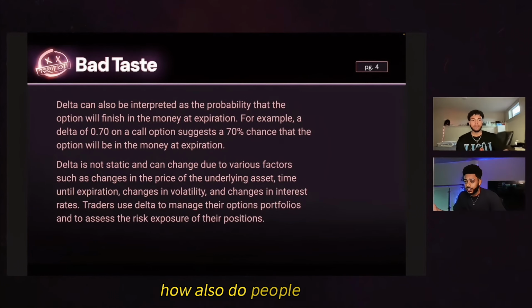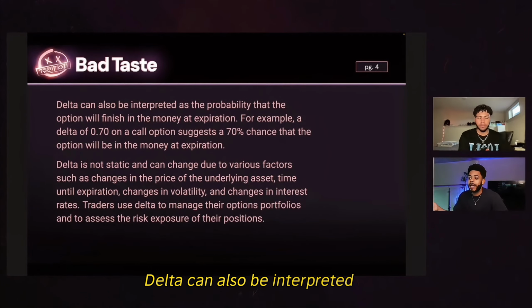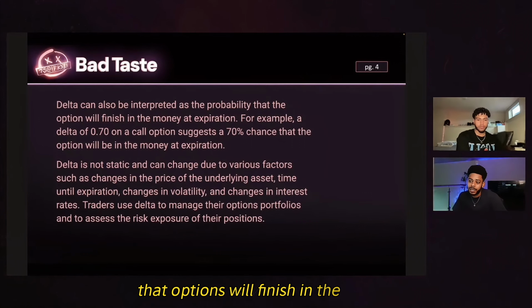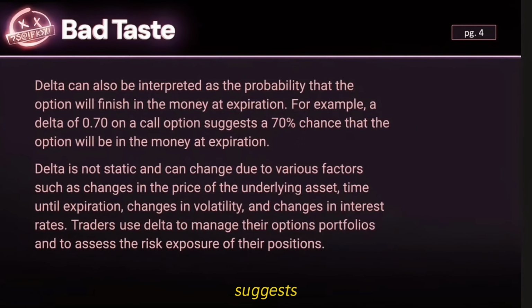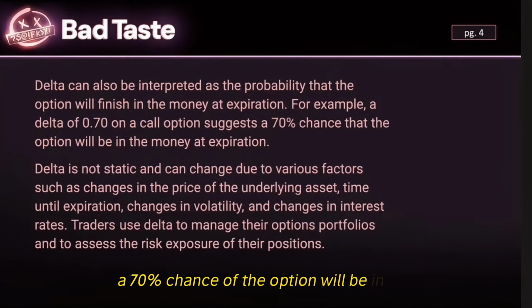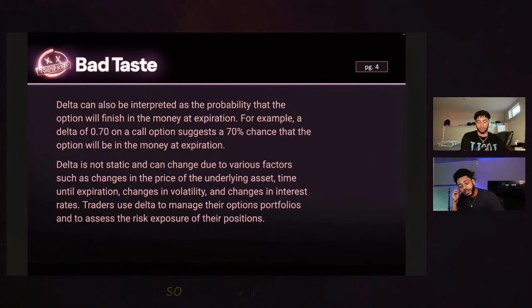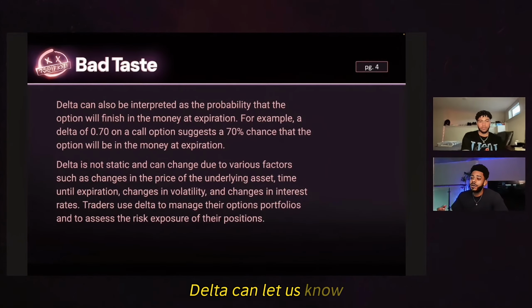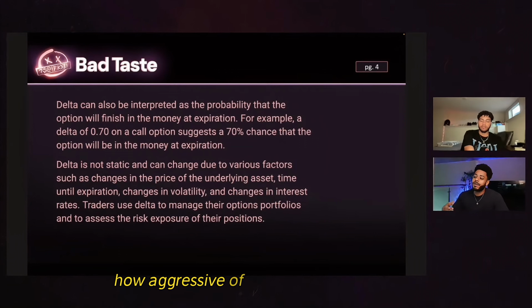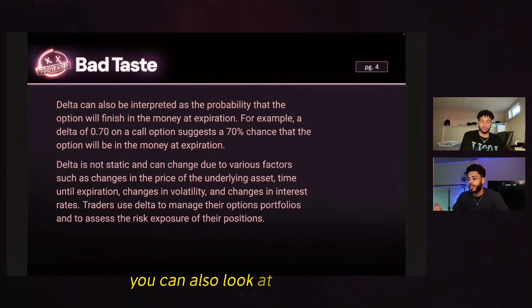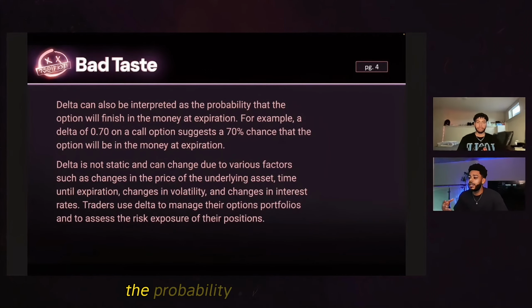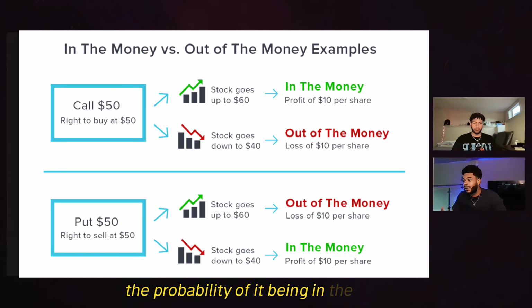How else do people use delta? Delta can also be interpreted as the probability that an option will finish in the money at expiration. For example, a delta of 70 on a call option suggests a 70% chance that the option will be in the money at expiration. So we just talked about how delta can let us know how aggressive of a position we have on based off of a dollar move in the underlying. You can also look at the delta on your contracts or your position to let you know the probability of it being in the money or out of the money.